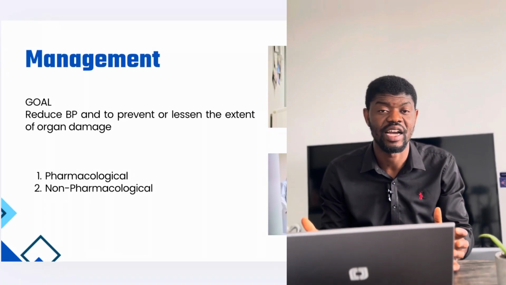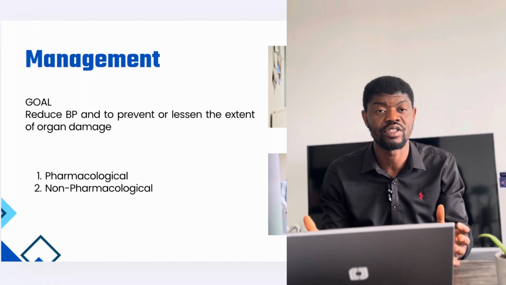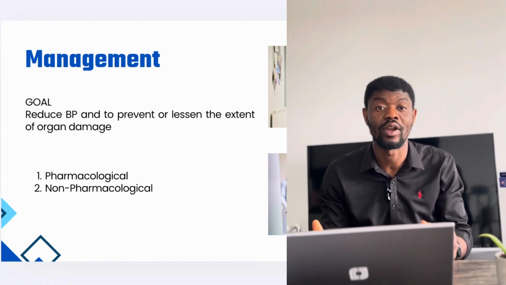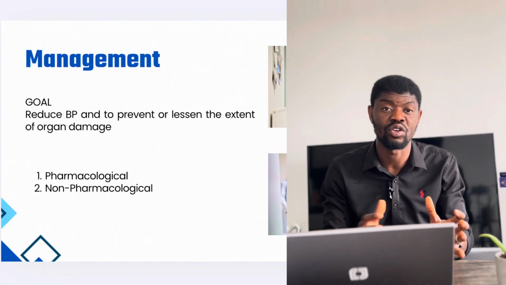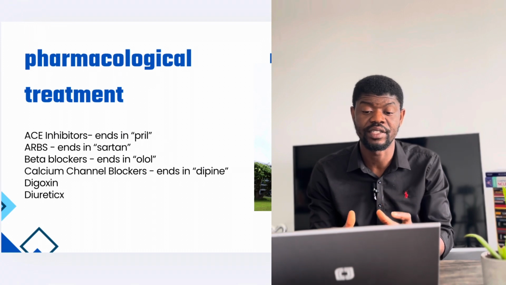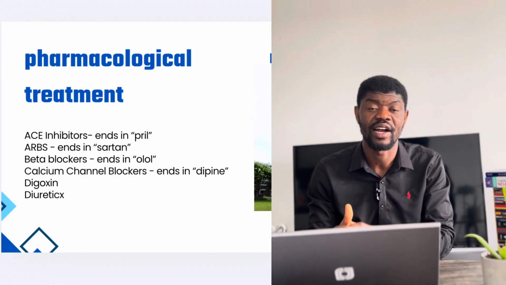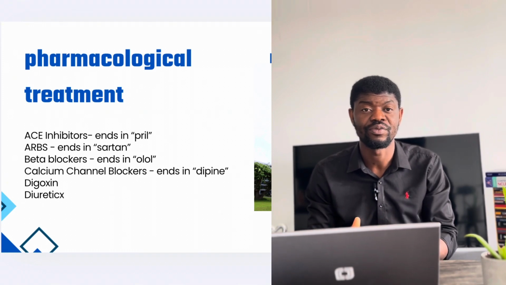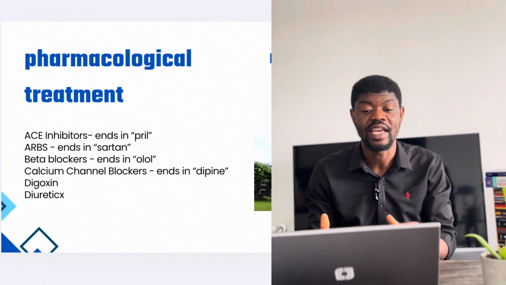How do we manage hypertension? How do we treat hypertension? So the goal for management of hypertension basically is to reduce the blood pressure and to prevent or lessen the extent of organ damage. And you can either do this pharmacologically or non-pharmacologically. So for our pharmacological management, we are looking at the medications that we can use in the treatment of hypertension. So you've got your ACE inhibitors, your angiotensin converting enzyme inhibitors, and usually these ones end in pril.